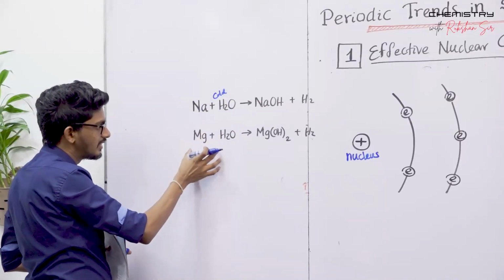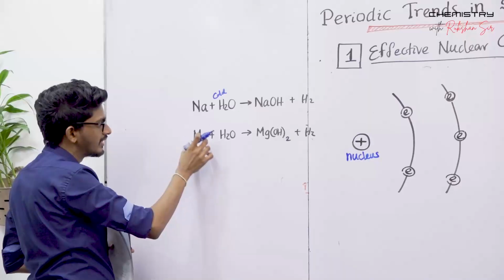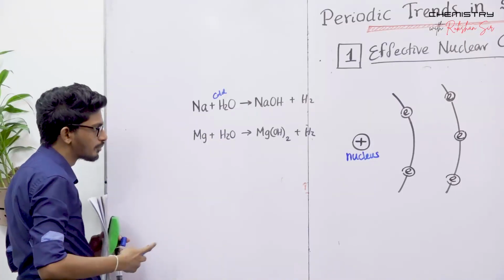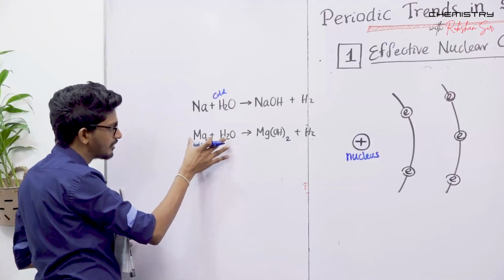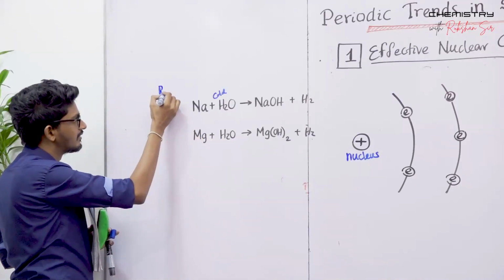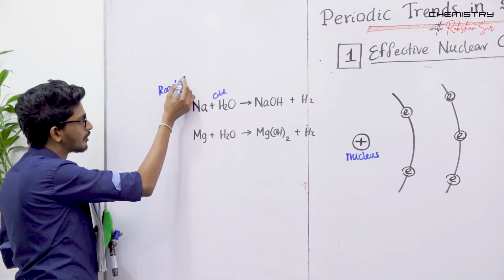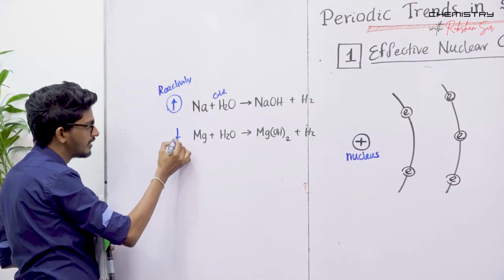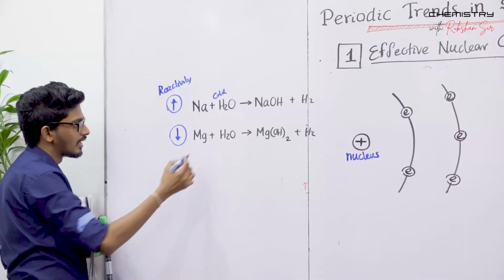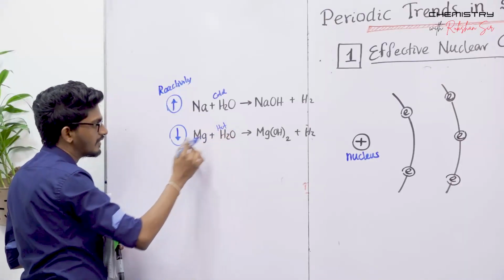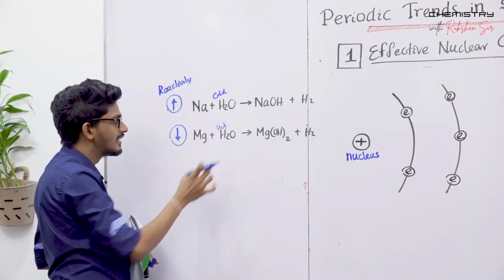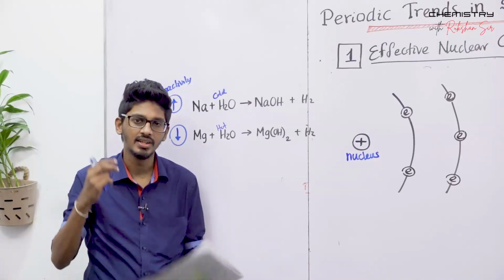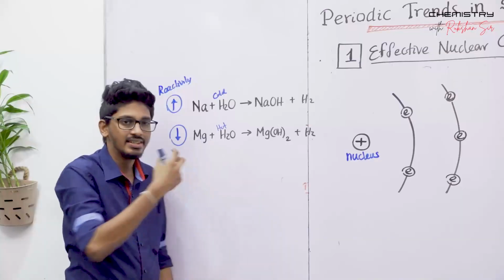But when it comes to magnesium's reaction with cold water, it is not happening. To do that reaction, we need to provide some heat. So the chemical reactivity of this one is low, while the reactivity of the sodium is high. We need some hot water, we need to heat the water. As the reactivity is low, to increase it we need to increase the temperature.